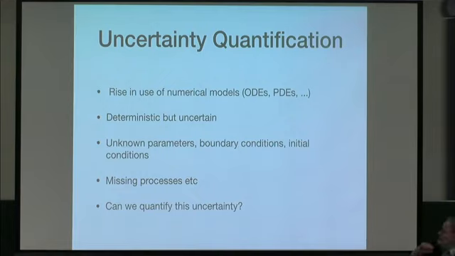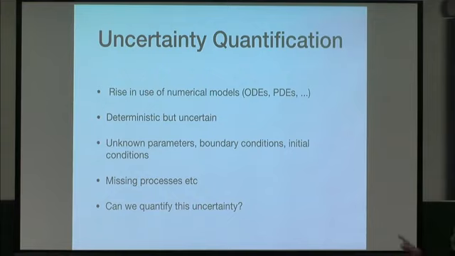So these equations are almost always deterministic, but they're uncertain. They're uncertain because there are unknown parameters within the equations themselves. They have unknown boundary conditions and initial conditions. So although the equation itself is deterministic, you put the same numbers in, you get the same numbers out, these other causes of uncertainty mean we don't know what the true, in inverted commas, answer is.